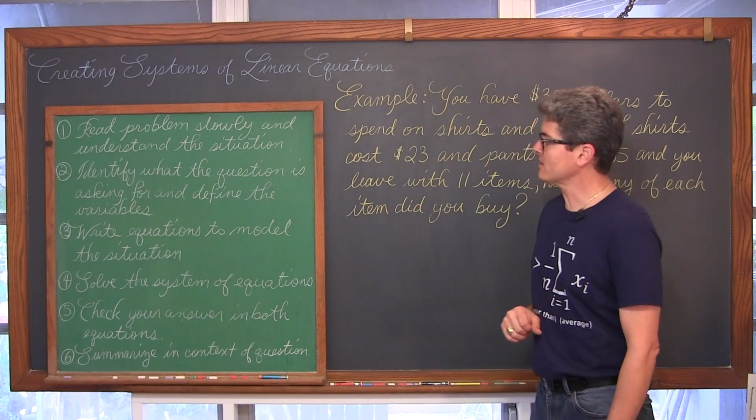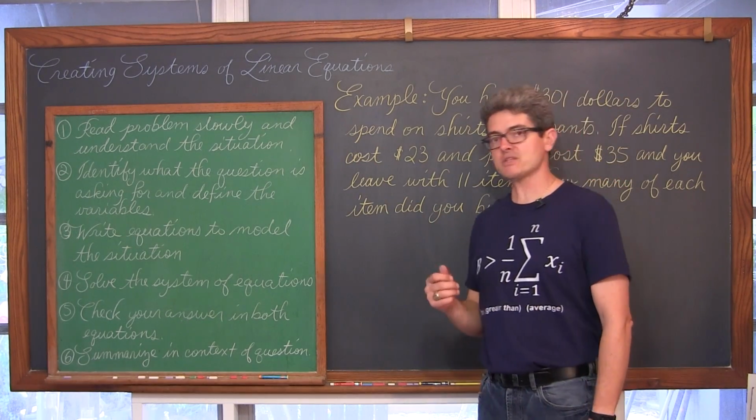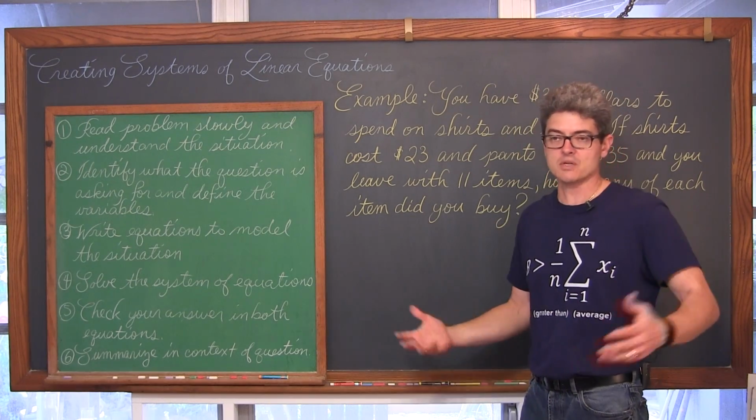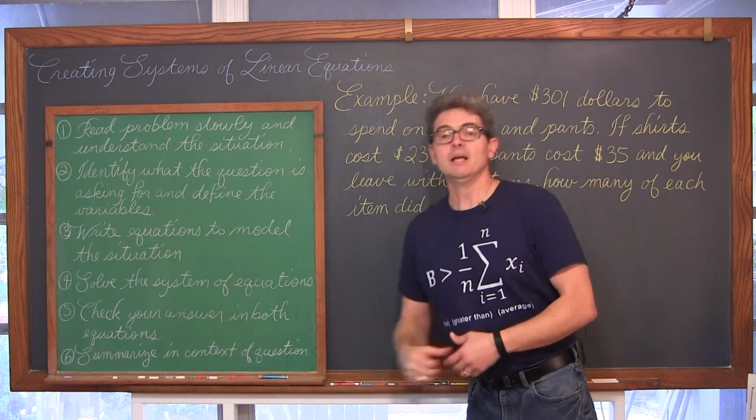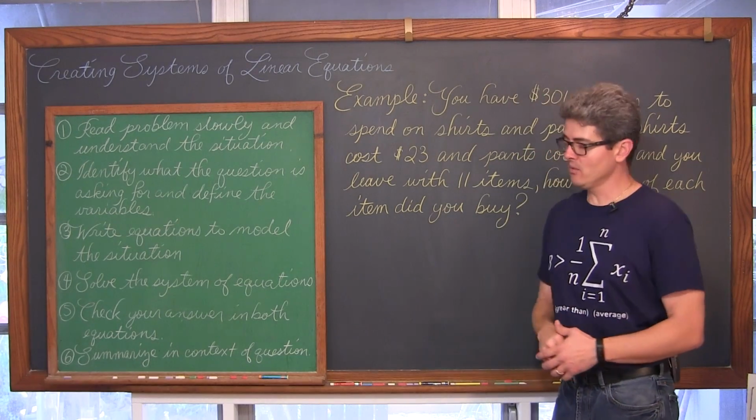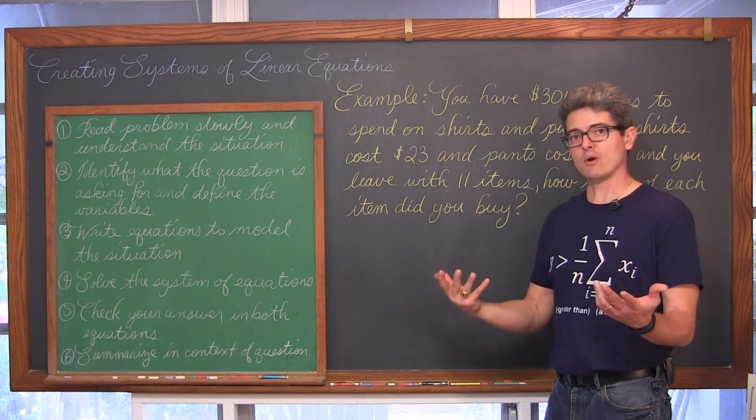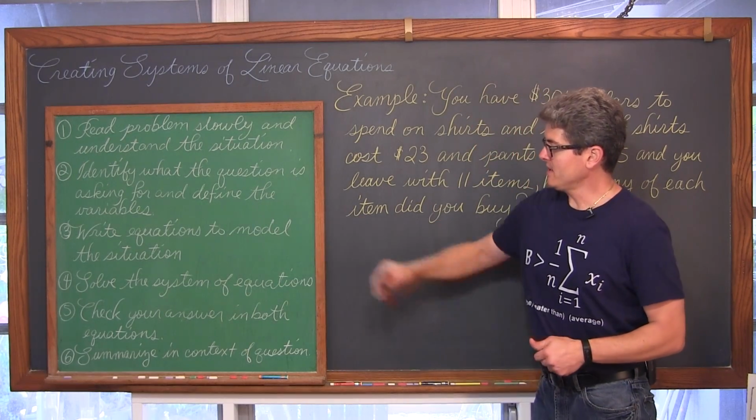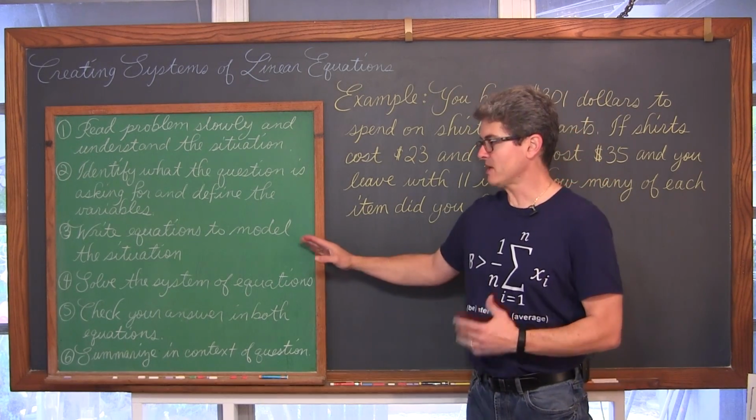We're going to be identifying the question that is being asked for and use that question to define the variables, because the question, of course, is to solve for something that's a value which you do not know. And that's what a variable is, a letter that represents an unknown or variable value. Write equations to model the situation. That's where we're going to stop.